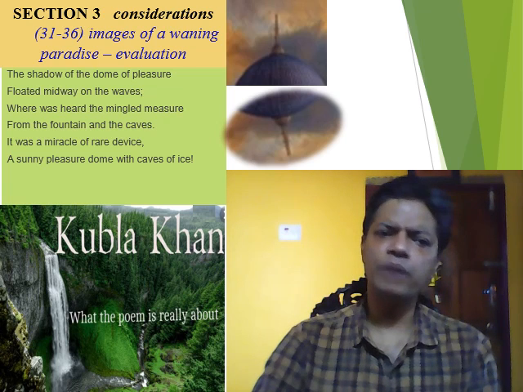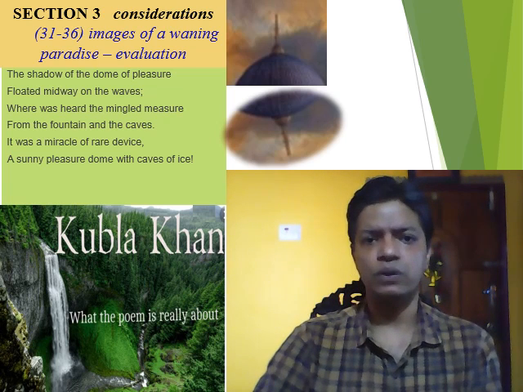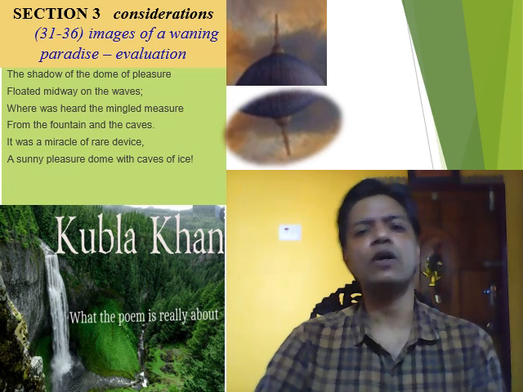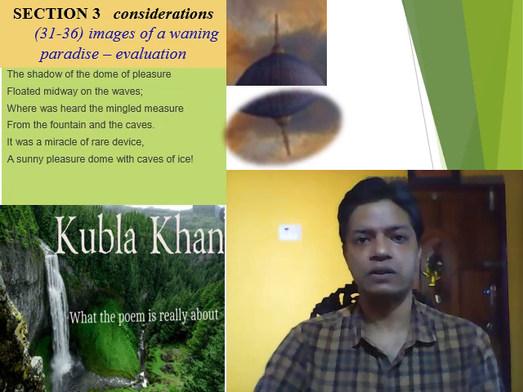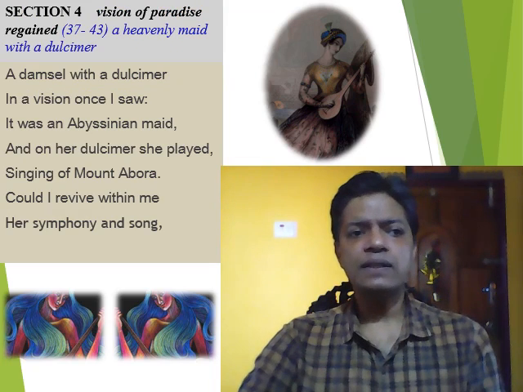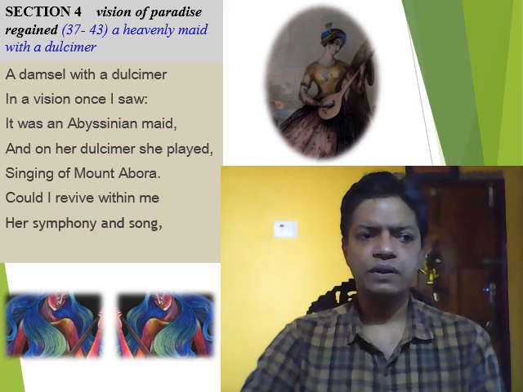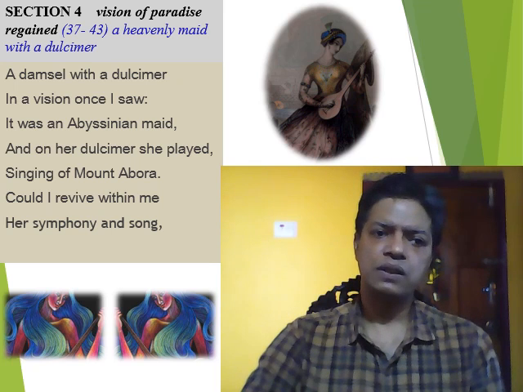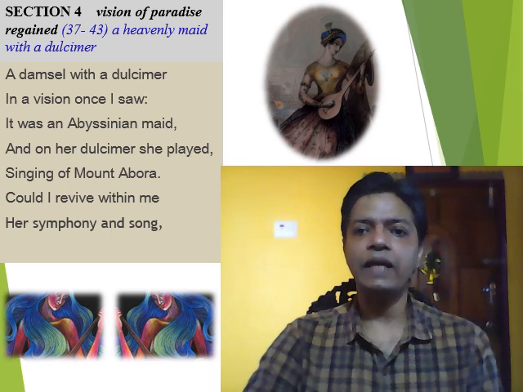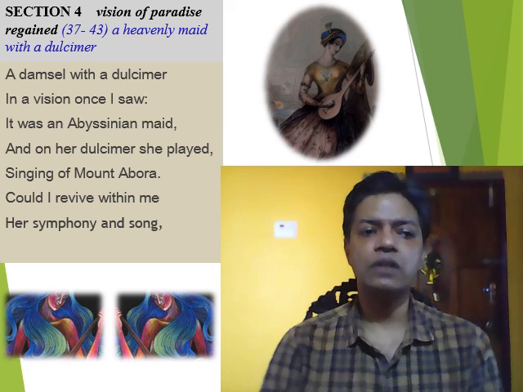What was the poem really about? Was it about the sunny pleasure dome and caves of ice, or was it about the reconciliation of opposite images juxtaposed by the poet? In the fourth section of the poem, there is a lyrical outburst, the vision of the paradise regained. We have the image of a heavenly maid playing on a dulcimer.